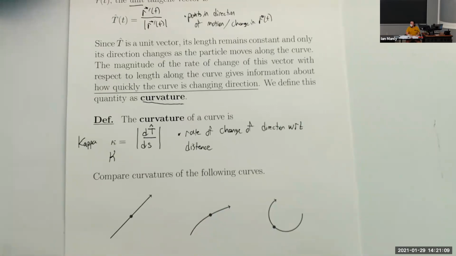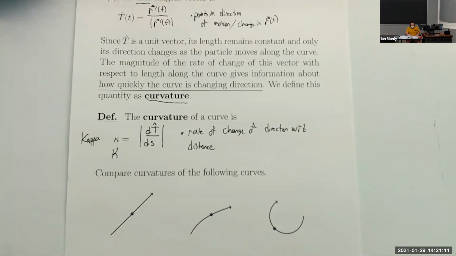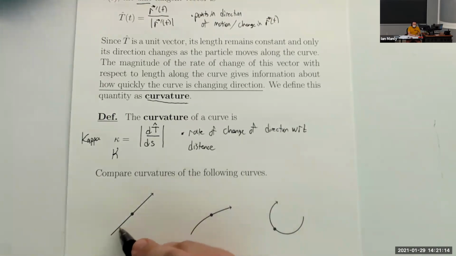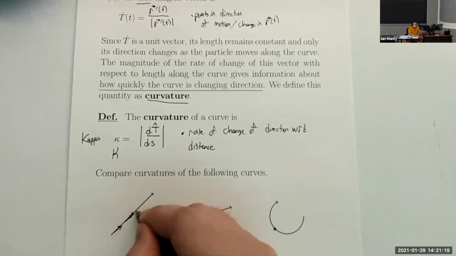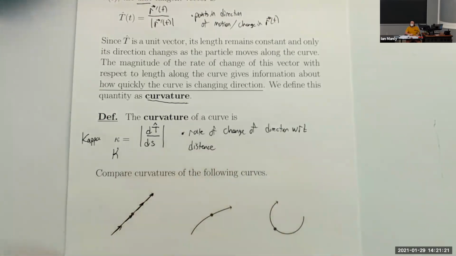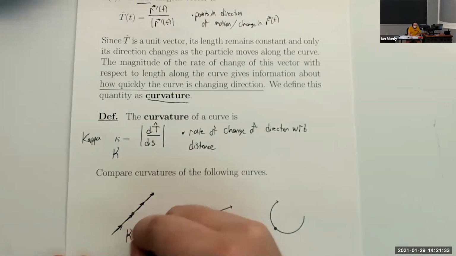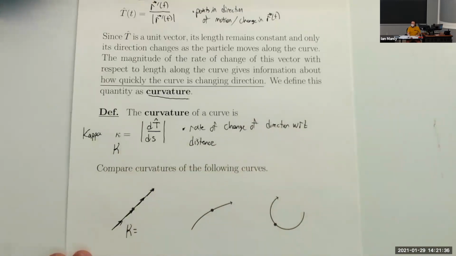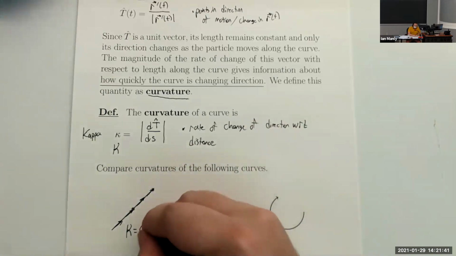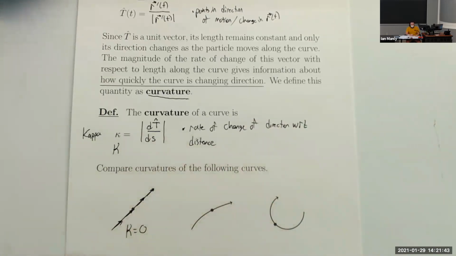So we're going to compare curvatures of the following curves. Okay, so let's imagine that we're going along this straight line, right? So at each point, here is our direction vector. So how much is our direction vector changing as we move along this curve? Is the direction we're moving in changing at all? Yeah, it's not changing at all, so what's kappa going to be for this? It's not changing then. Yeah, that's right, it's going to equal 0. There is no change in our unit tangent vector.